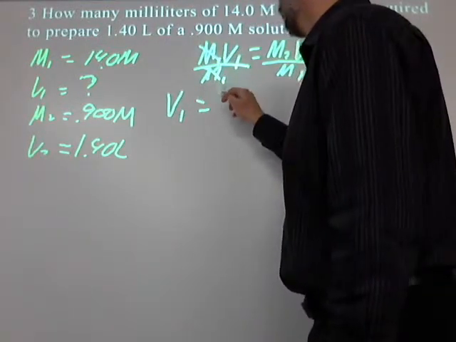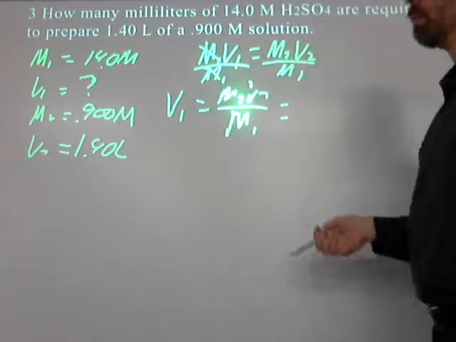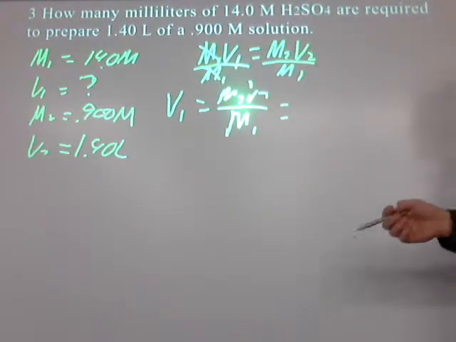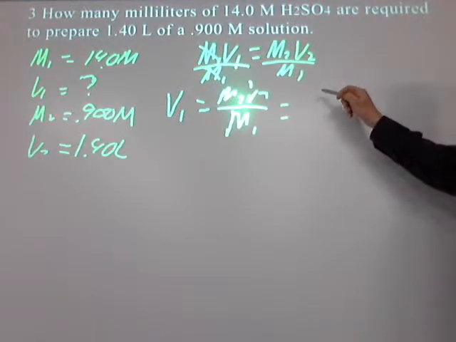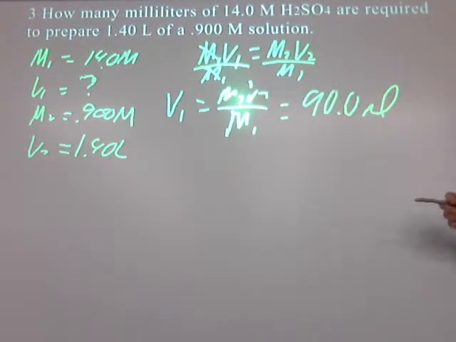And V1 equals M2V2 over M1, so you plug it in. I'm not going to do it. You plug all those numbers in, obviously, to show me the full work. What do you get for the answer? 90 milliliters. Okay, 90.0 milliliters. That means you'll need that.